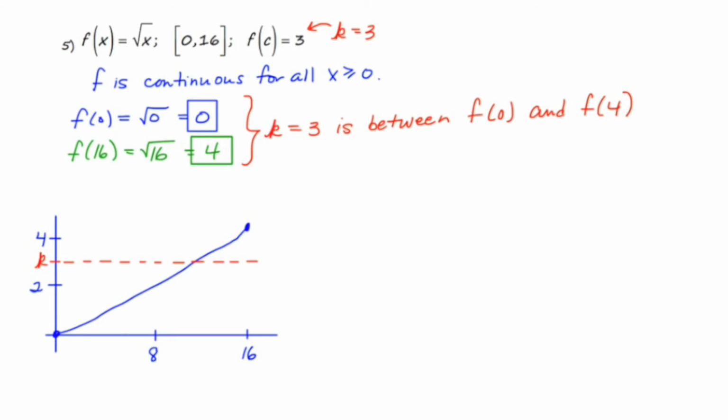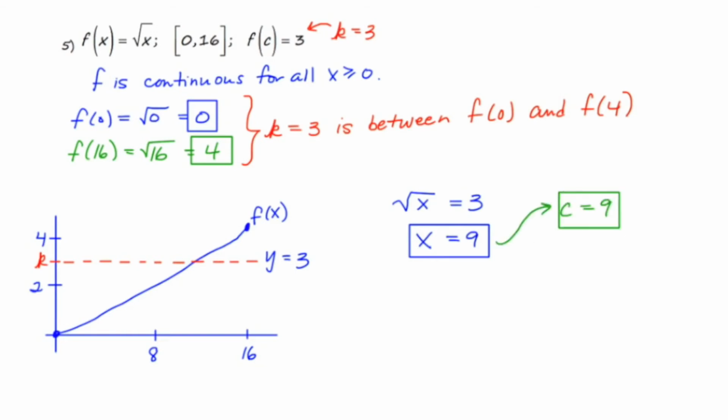So I'm going to write root x is equal to 3. Squaring both sides, I get x equals 9. Is 9 in the interval between 0 and 16? The answer is yes. So this is our answer, but I'm just going to rewrite it in terms of c. And there you go. C is equal to 9.